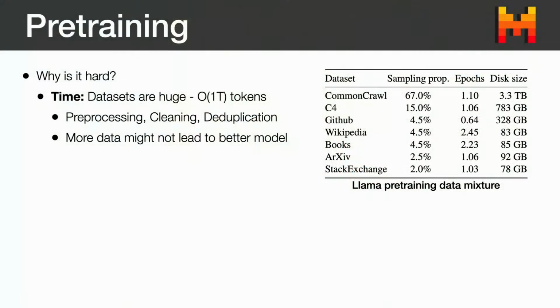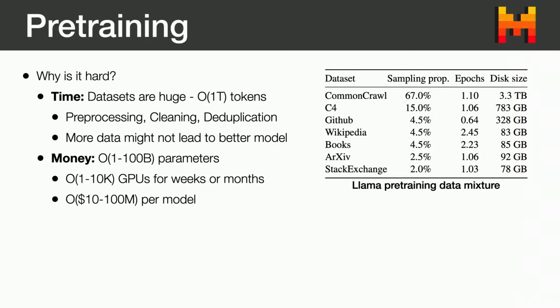Although the concept is very simple, in practice it's actually very hard. Why is it hard? Because it requires a lot of effort in building the data sets. The data sets are huge. They are order of trillions of tokens, or tens of trillions of tokens. It requires pre-processing, cleaning, deduplication, curation. And there's a common belief that more data leads to better performance, but that's not necessarily the case. If you have noise in your data, that can actually hurt the model performance.